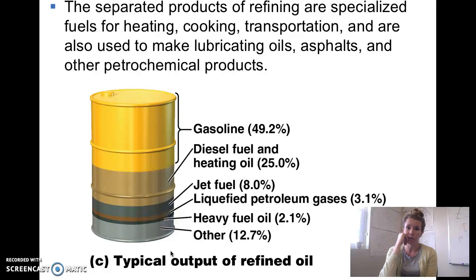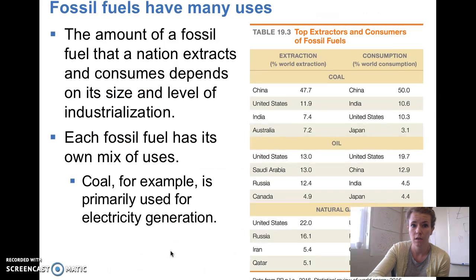The separated products of refining are specialized fuels for heating, cooking, and transportation. Gasoline is most of the typical output. Then we get diesel and heating oil, jet fuel, liquefied petroleum gases, heavy fuel oil, and other products. Fossil fuels have many, many uses. The amount of a fossil fuel that nations extract and consume depends on their size and level of industrialization. Each fossil fuel has its own mix of uses.